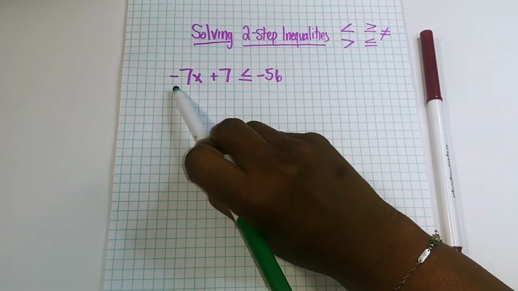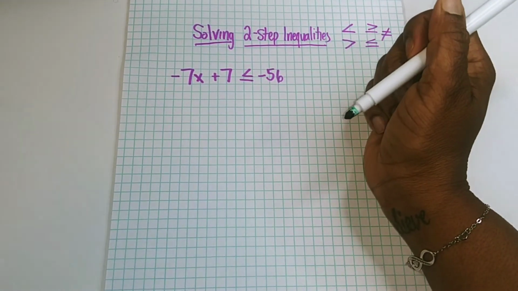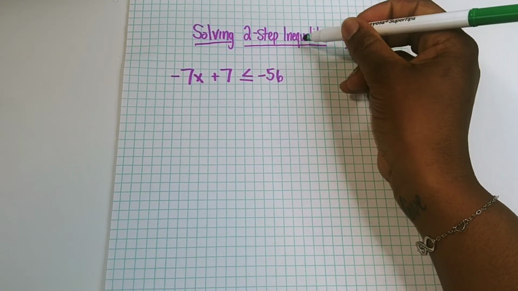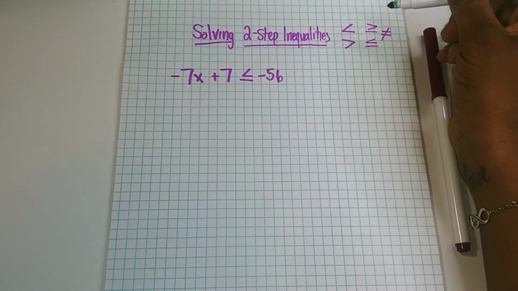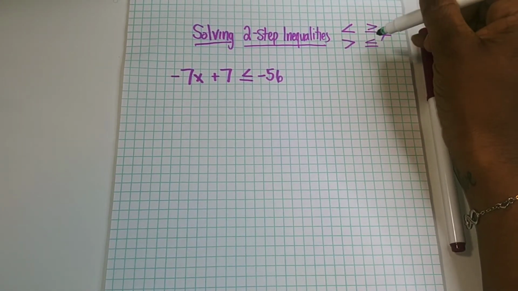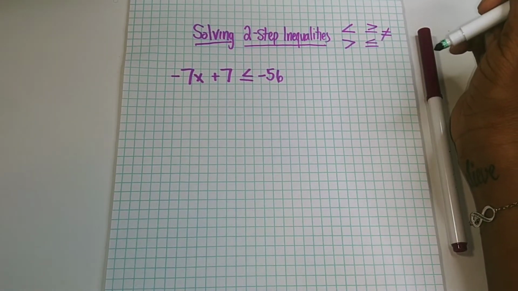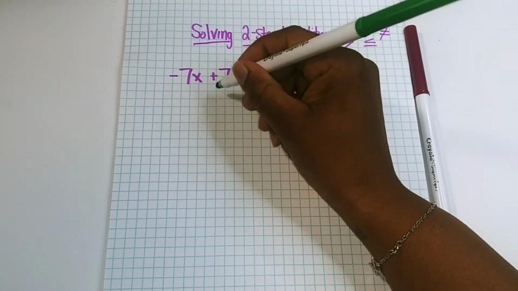I need to get rid of this negative and the 7, and then this whole number, which is 7. I start with my whole number. Remember, an inequality is a math sentence that contains less than, greater than or equal to, less than or equal to, or the not equal symbol or sign. So let's go ahead and get started.